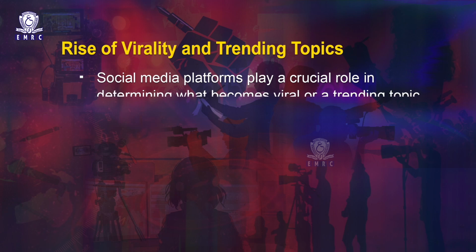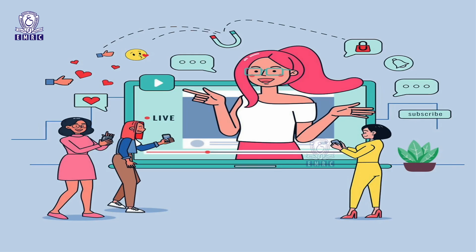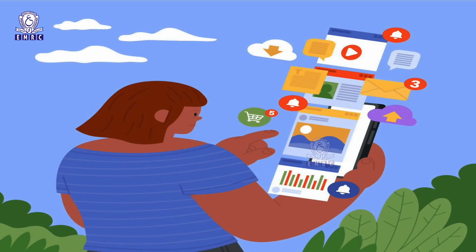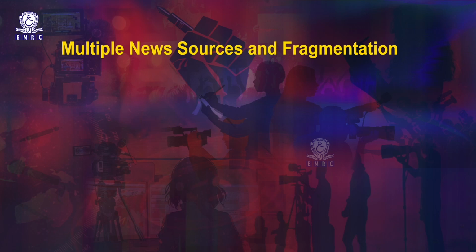Citizen journalism and activism. Empowerment of individuals. The digital era allows ordinary citizens to report and share news, contributing to a more diverse range of voices. Social media facilitates the rapid spread of grassroots movements and activism.